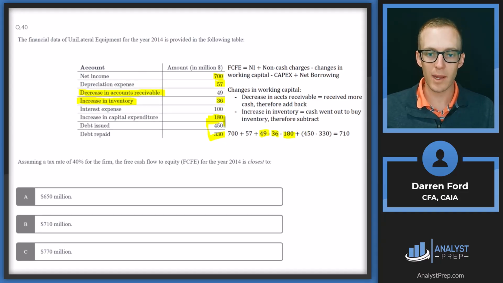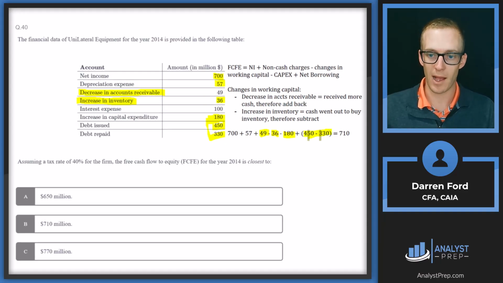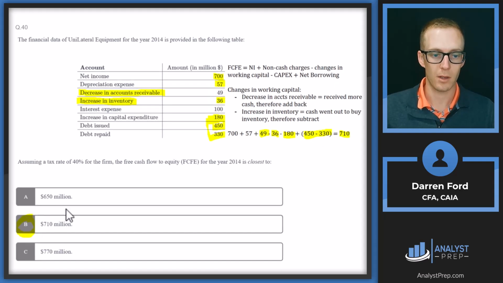And then for our net borrowing, we issued 450 million. So we get that 450 million in, but we repaid 330. So that's money that goes out. So this is going to be a net positive of 120. When we add all these and subtract all these out, we get 710 for our free cash flow to equity. Answer B.